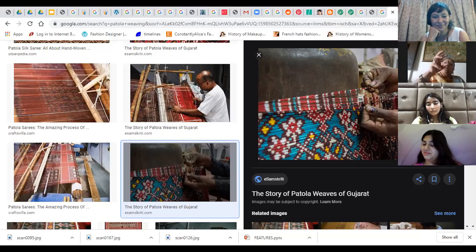So at this point, they have to be very, very careful, either making the warp or the weft.